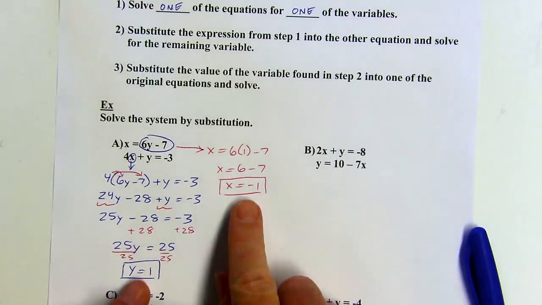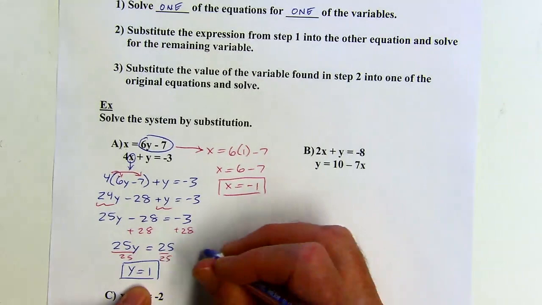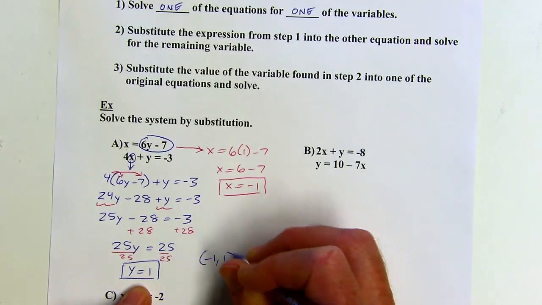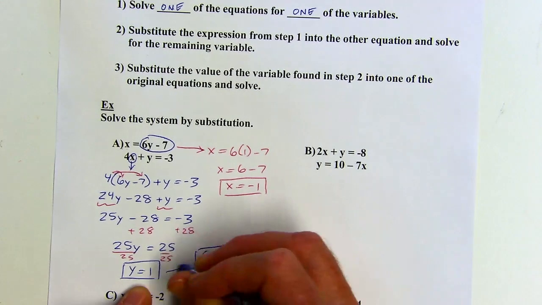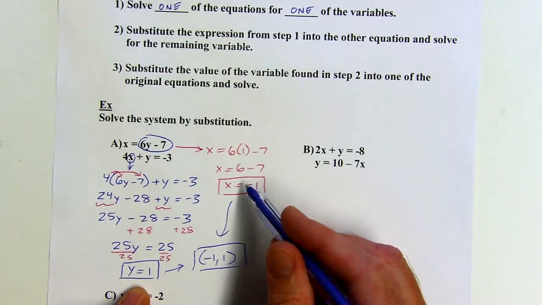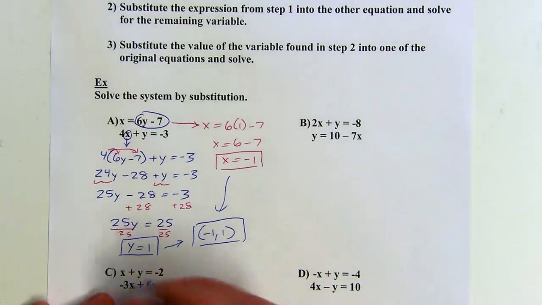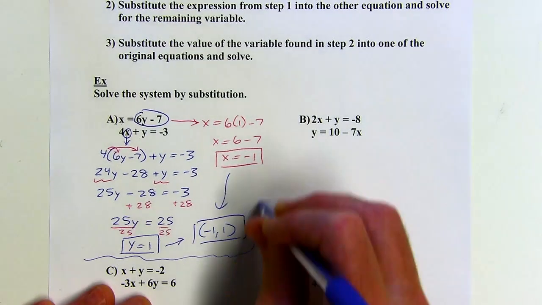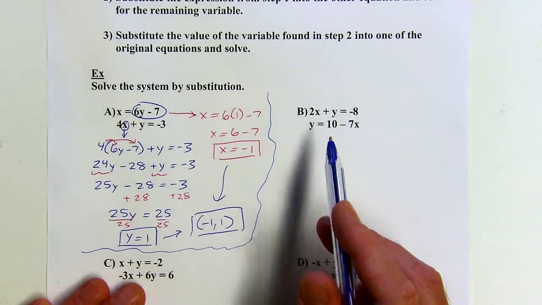Okay, and you could write this as an ordered pair if you wanted to. This would be the point negative 1, 1. So you could write it like that. Or for me, I'm fine with you just saying x equals negative 1, y equals positive 1. Okay. All right, let's try this next one out. So same kind of deal.